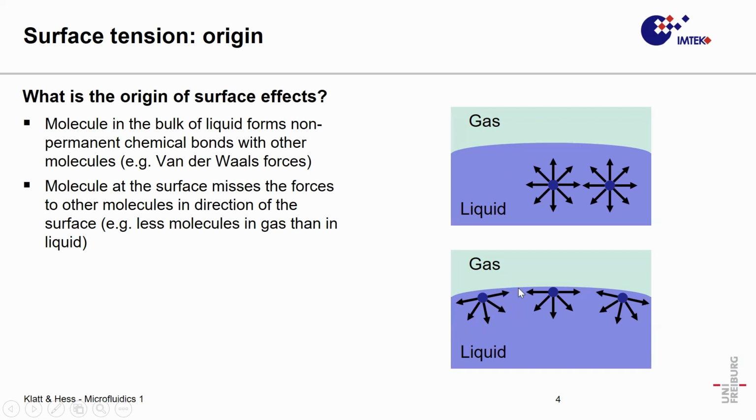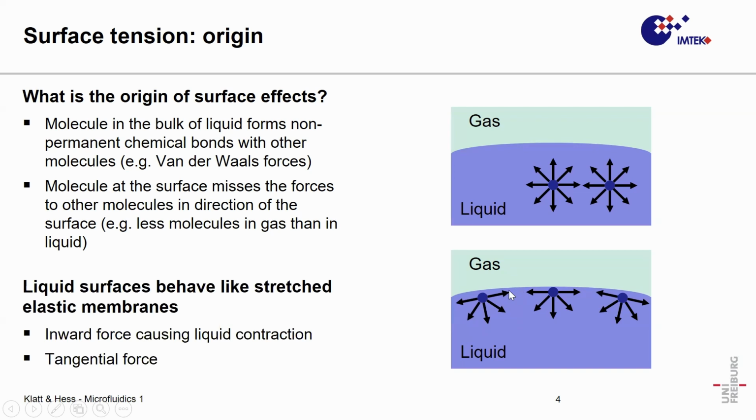This difference leads to 2 forces. The first force is one directing in perpendicular direction to the surface. So there's a force which acts in direction of the interface. And the second force that is a result of this imbalance is a tangential force in direction of the interface. And this tangential force is what we call surface tension.